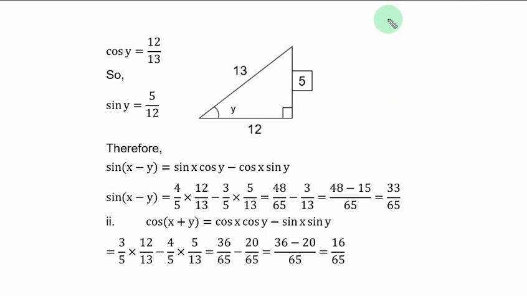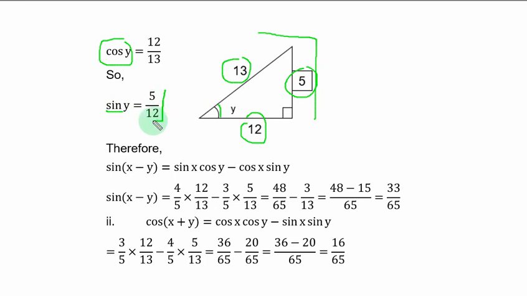Next, we get sine y with the information about cos y by also drawing a right-angled triangle. This is the acute angle y. 12 is adjacent, 13 is hypotenuse. By Pythagoras rule, the opposite is 5. Therefore, sine y becomes 5/13. Let's go back to what you were asked to look for, which is this.